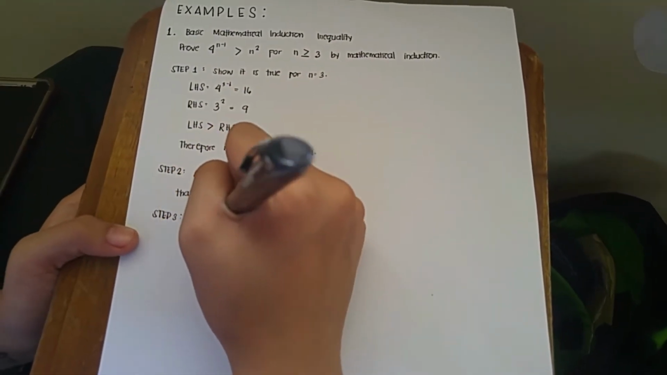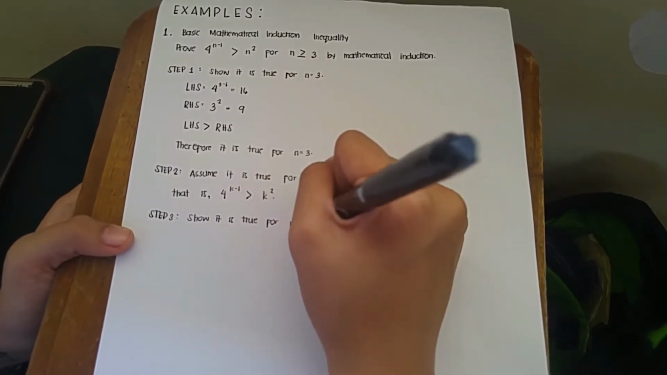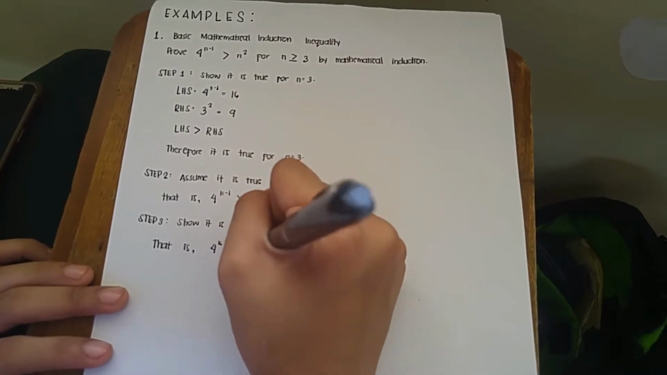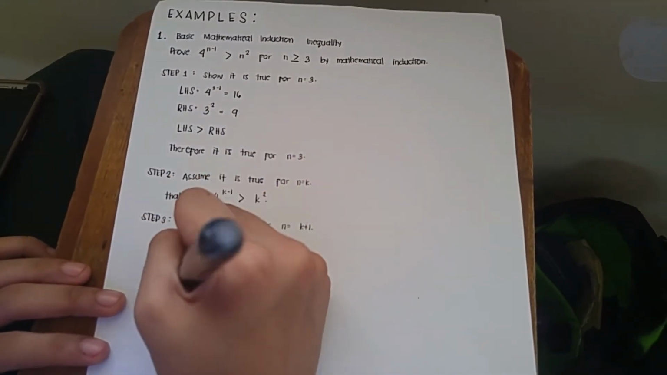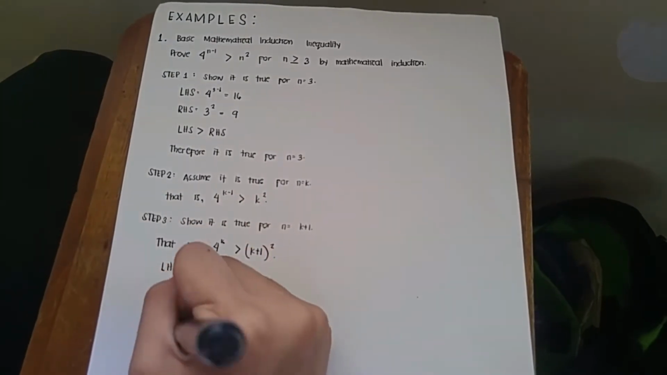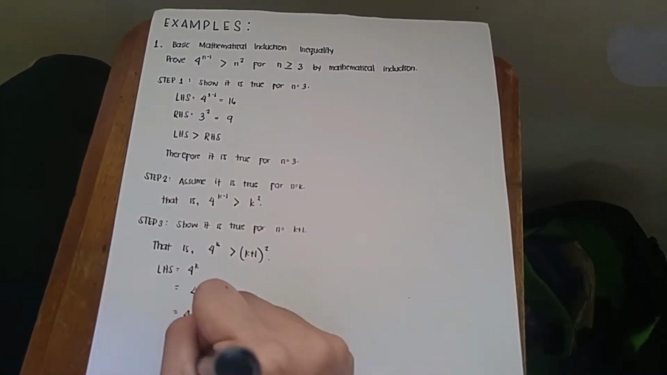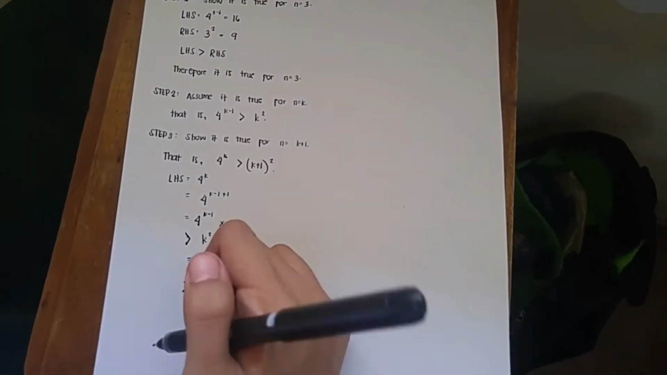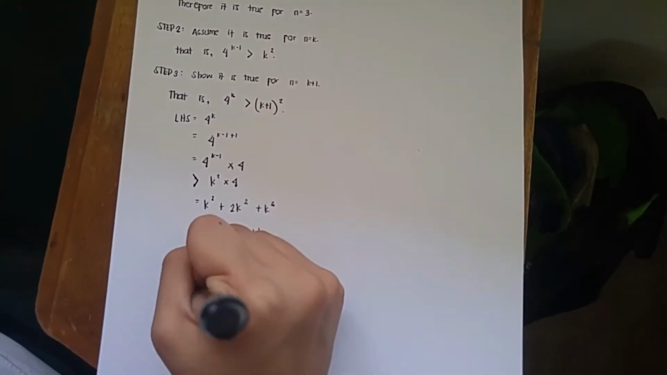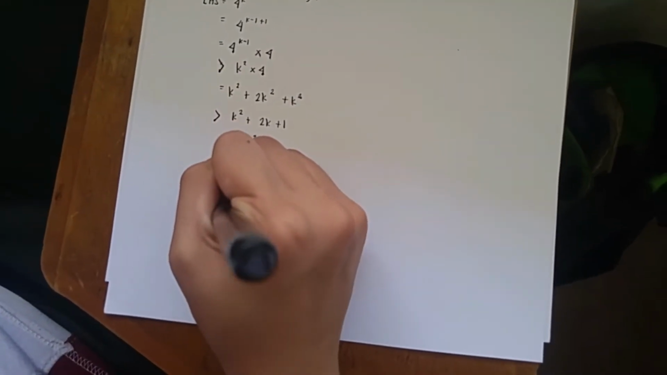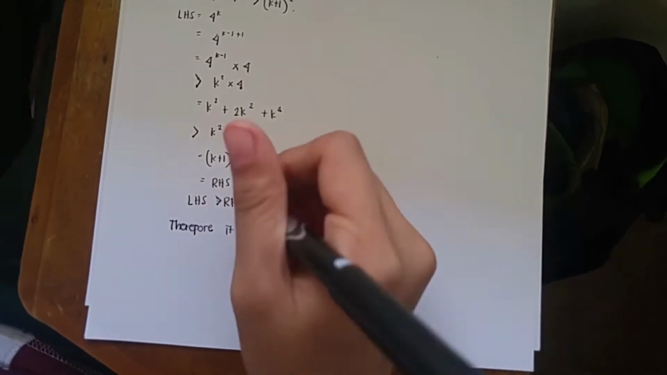Step 3. Show it is true for n equals k plus 1. That is, 4 raised to k is greater than quantity k plus 1 squared. On the left hand side, 4 raised to k is equal to 4 raised to k minus 1 plus 1, which is equal to 4 raised to k minus 1 times 4, which is greater than k squared times 4, which is equal to k squared plus 2k squared plus k squared, which is greater than k squared plus 2k plus 1, which is equal to quantity k plus 1 squared, which is equal to the right hand side.